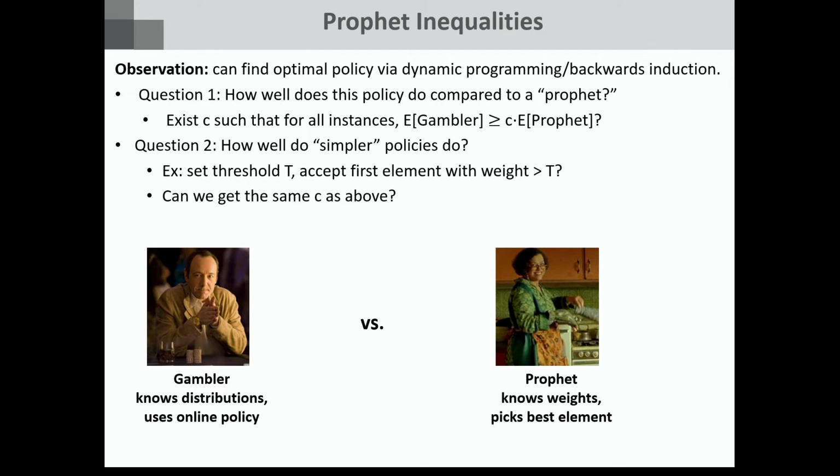And the second question is, this dynamic program told us to set different thresholds for each element. It's a reasonable question to ask, is it possible to get the same competitive ratio by just setting a single threshold for all the elements?